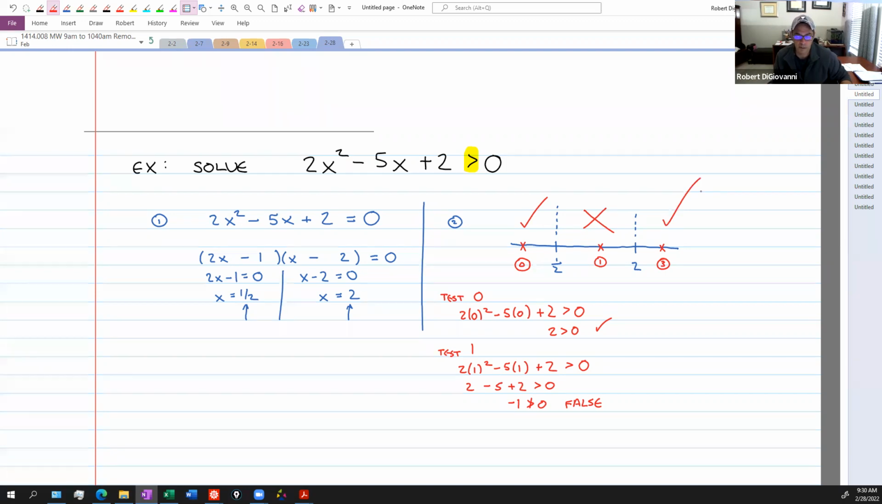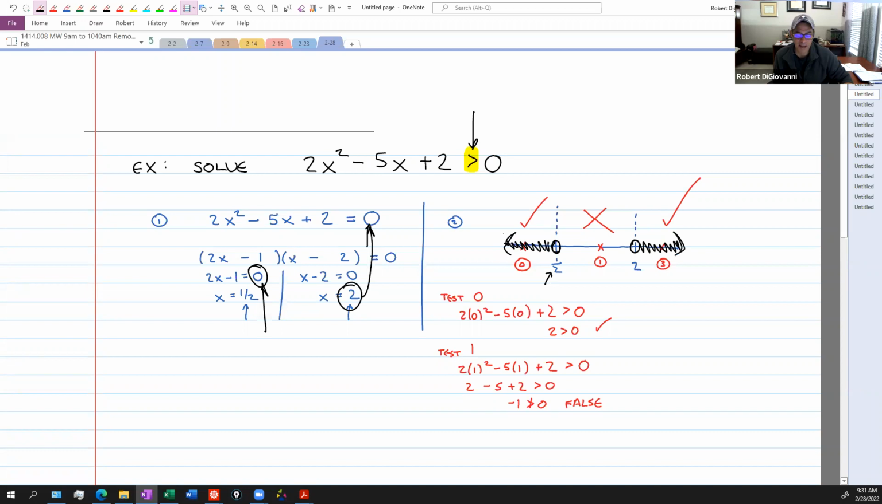So do we want to include 1/2 and 2? Do we want 1/2 as part of our answer and 2 or not? Do I want the number 1/2 plugged in? No, sir. Careful, careful. If we plug in a half, doesn't that give us 0, right? If we plug in a half or we plug in 2, we get 0, right? And the inequality says we have to be bigger than 0, right? Bigger than 0. So we do not want to include a half. We do not want to include 2, but we want everything here to the right of 2 and everything here to the left of a half.